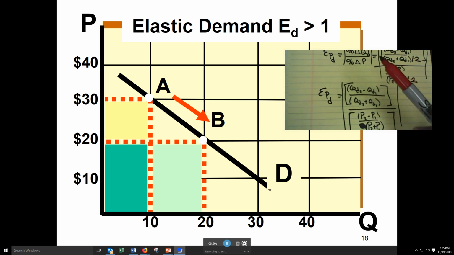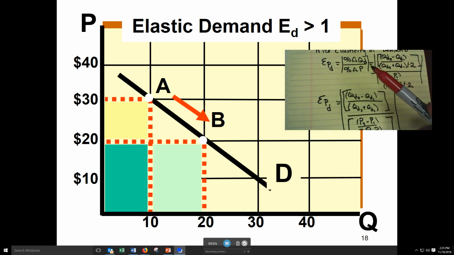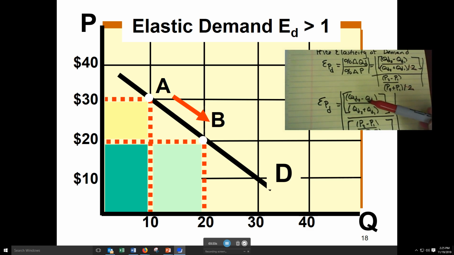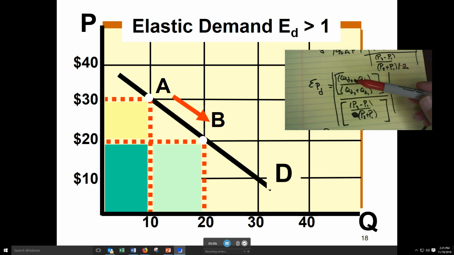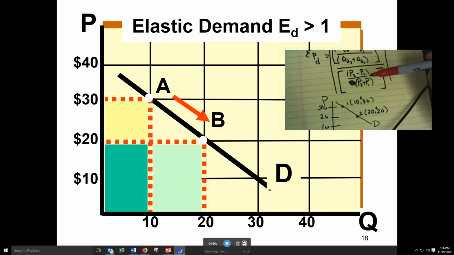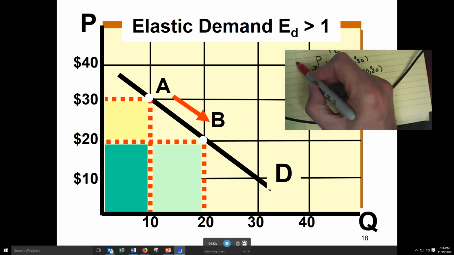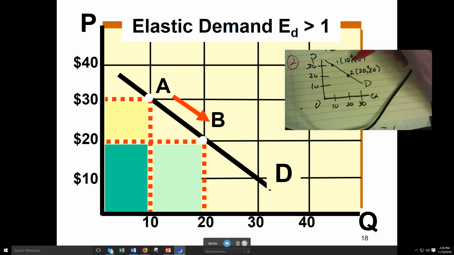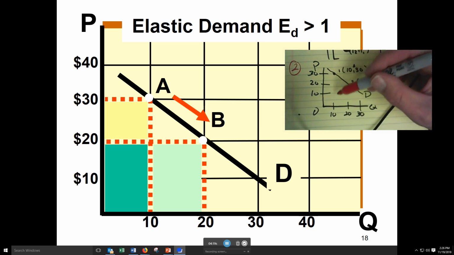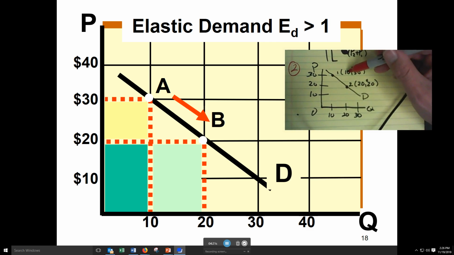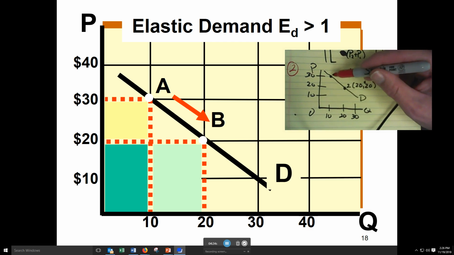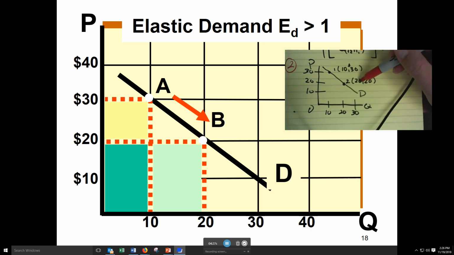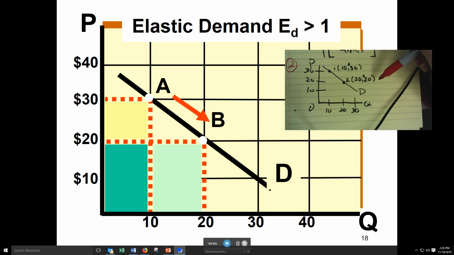So you got to remember percentage change in quantity demanded over the percentage change in price. We take the absolute value of that. Then when we calculate it, it's the difference in quantities over the sum of the two quantities. That's in your numerator. The difference in the prices over the sum of the prices, that's in your denominator. The next step, step 2, is we're going to identify those 2 points and write their names down. Point 1 is 10 units of output, comma, $30. Point 2 is 20 units of output, comma, $20.